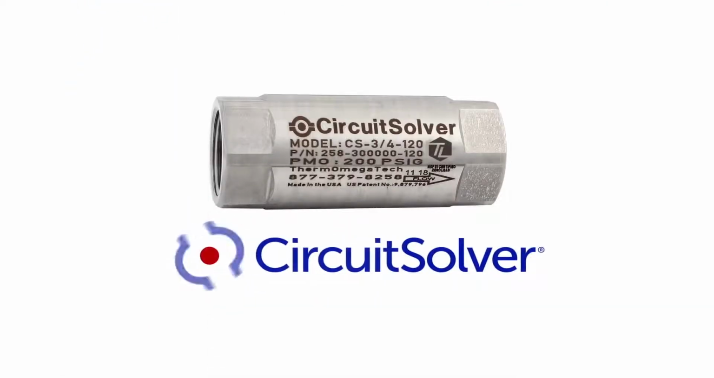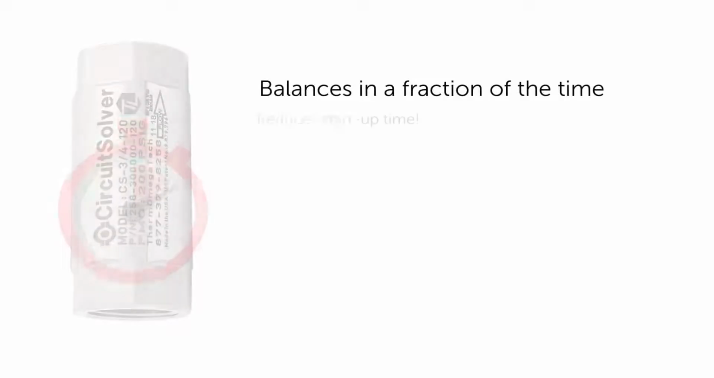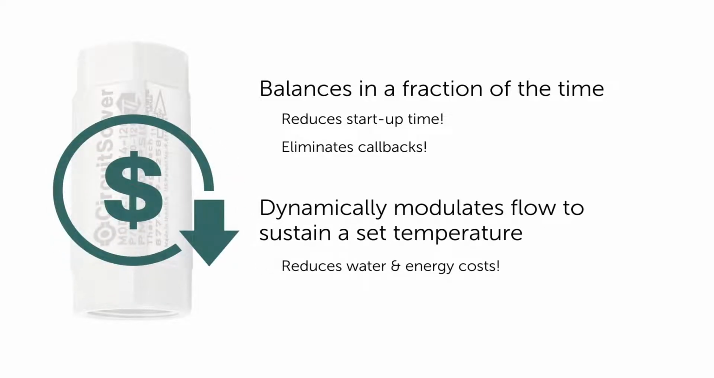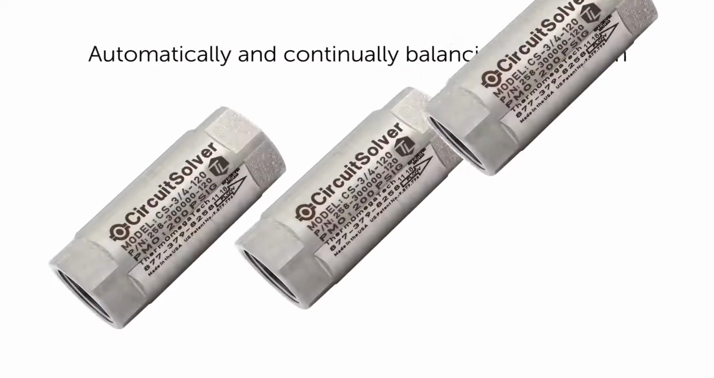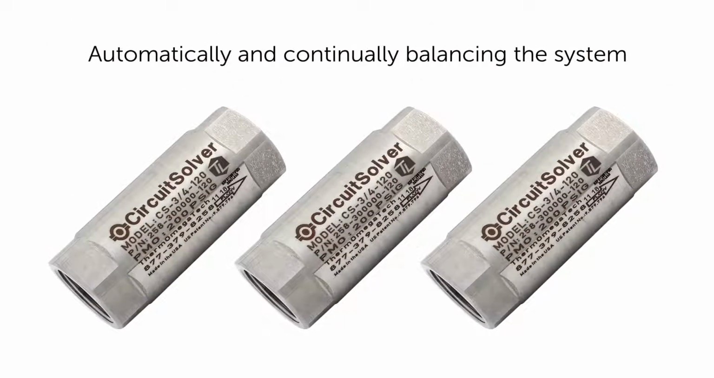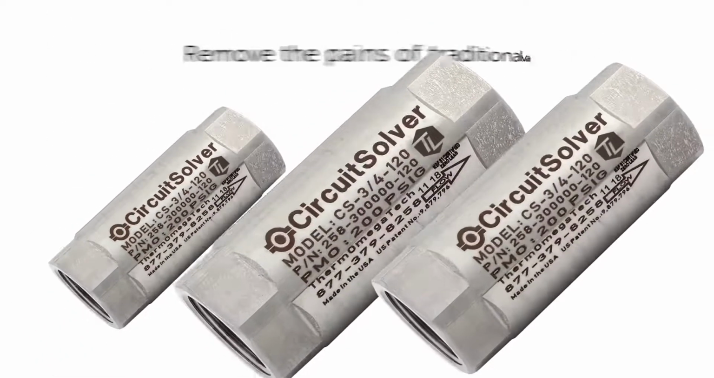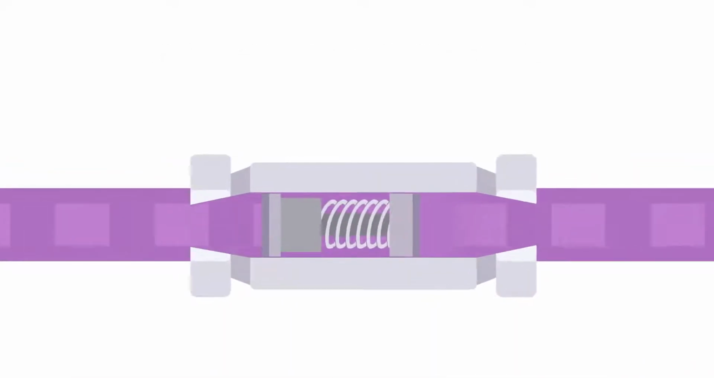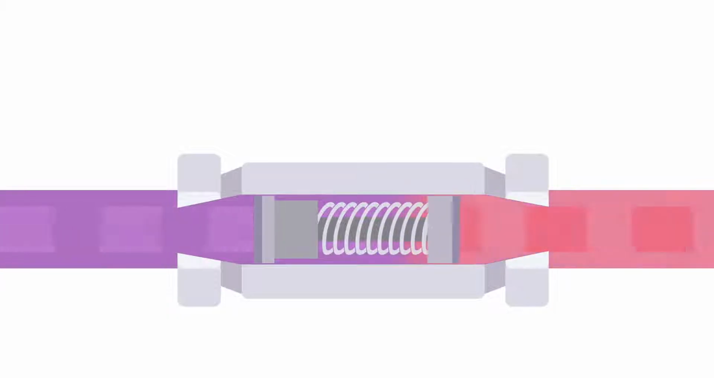With CircuitSolver, cold water from hot fixtures is eliminated. CircuitSolver balances in a fraction of the time and dynamically modulates flow to sustain a set temperature. Automatically and continuously balancing the system as conditions change, these thermostatic valves remove the pains of traditional valves. Instead, you gain a dynamic solution that constantly modulates flow to maintain a set temperature.